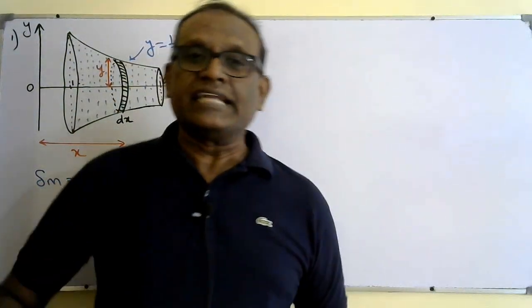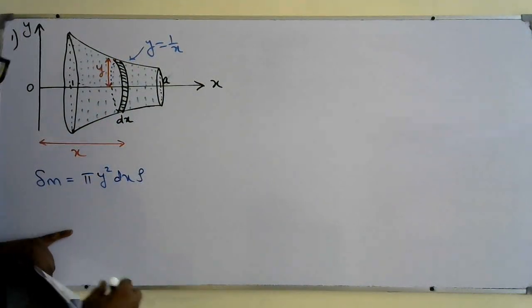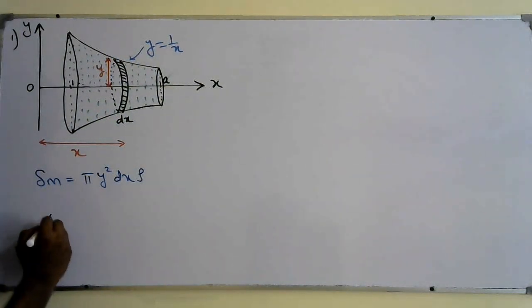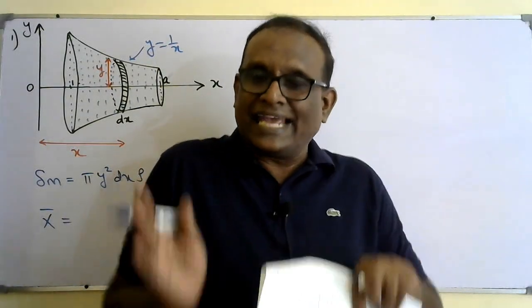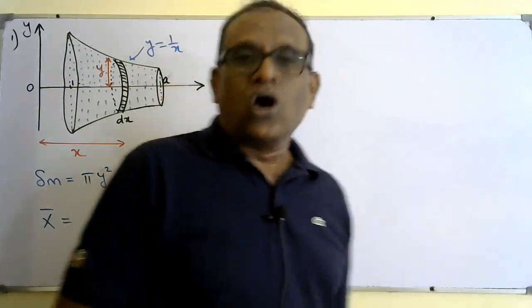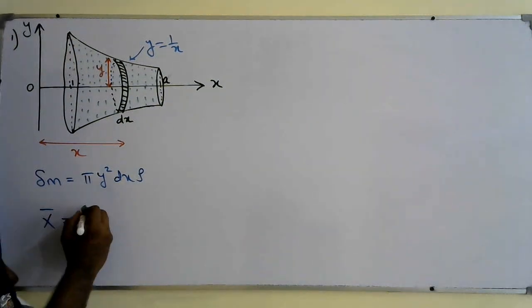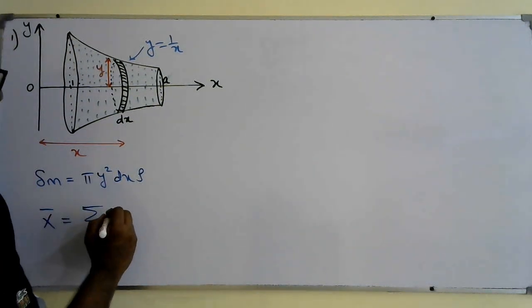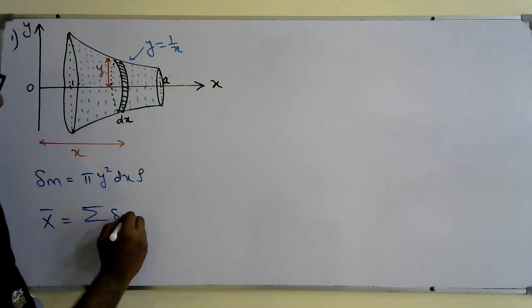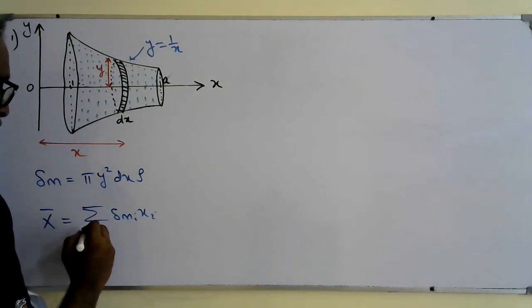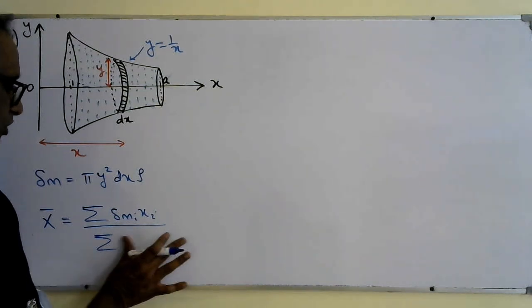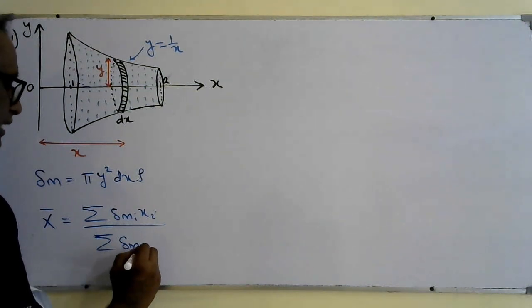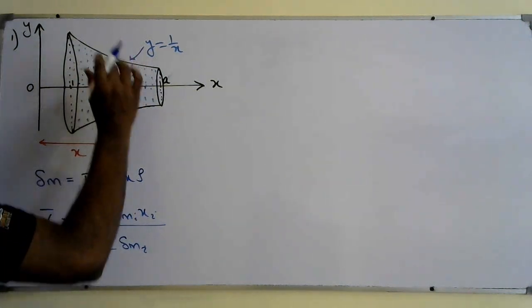So according to the mathematical definition of center of mass, x bar, the distance of the center of mass of S, the given object, from the origin O, is given by sigma mi xi over sigma delta mi. So I can call it as delta mi. Delta mi is the mass of a small disk.